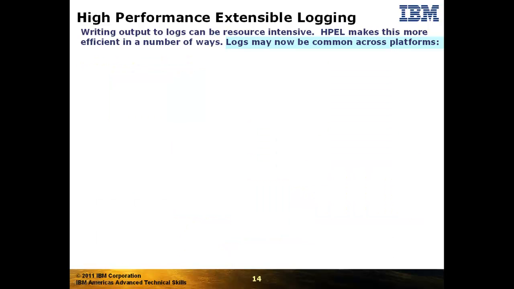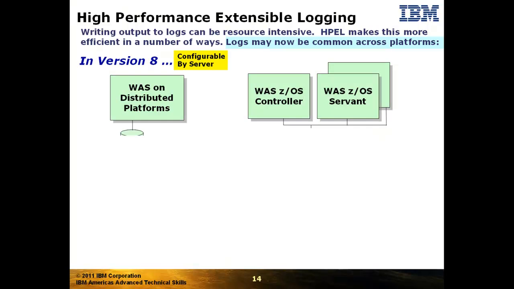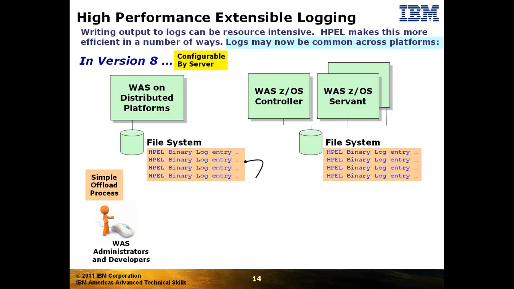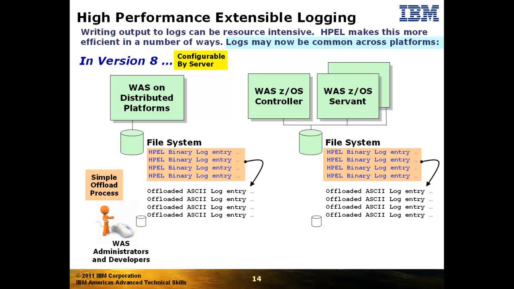In version 8, we have a new optional method for logging that is common across all platforms. It also has the benefit of being more efficient. Output is written to the file system in all cases, but rather than a human-readable format, which has a lot of white spaces and is very inefficient to write, it's written out in a binary format. WAS administrators wishing to review the logs use a simple offload utility to copy the binary format out to a readable ASCII format. The format of the logs is now consistent across all platforms. To WAS administrators who manage distributed and z/OS platforms, the WAS is WAS message is now even more applicable.